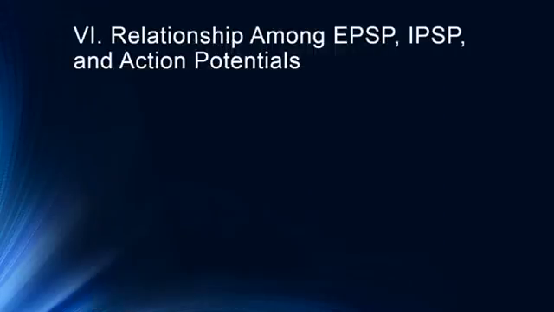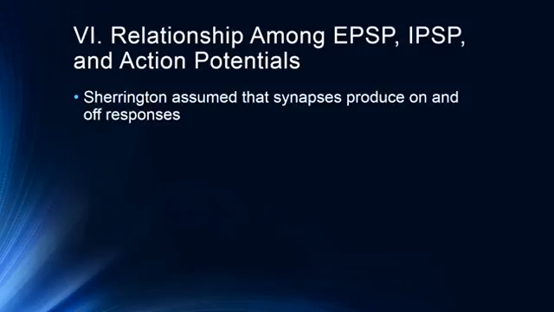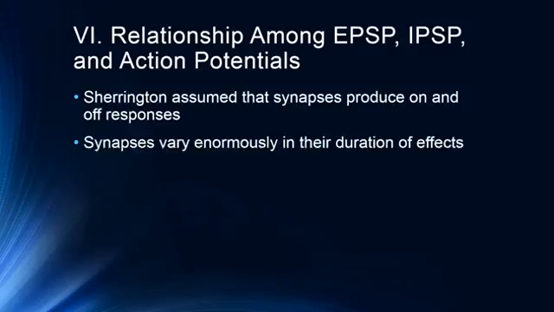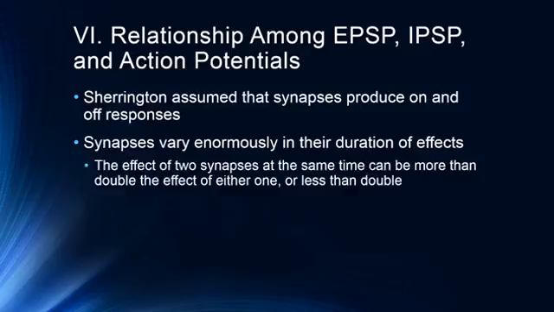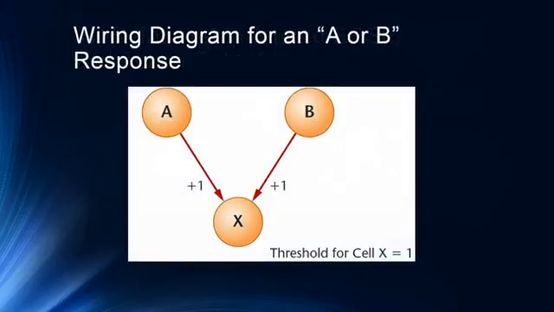So how does this all work together? How do these have relationships amongst IPSPs, EPSPs, and action potentials? Well, Sherrington assumed that synapses produce on and off responses, and that synapses vary enormously in their duration of effects. So the effect of two synapses at the same time can be more than double the effect of either one, or less than double. So there's really a lot of variation in the way synapses work together.